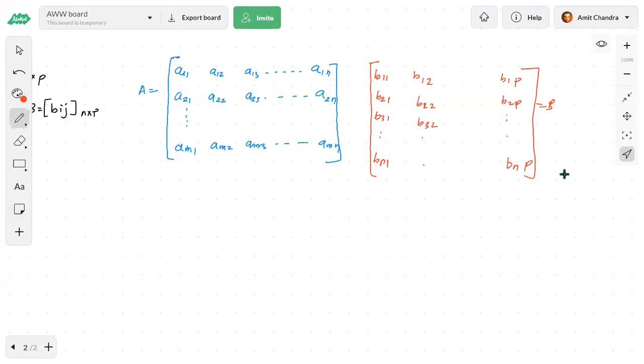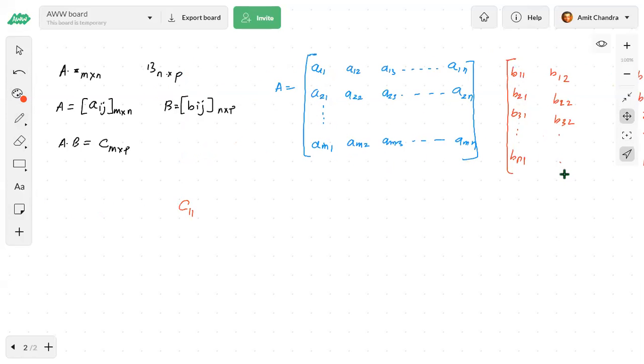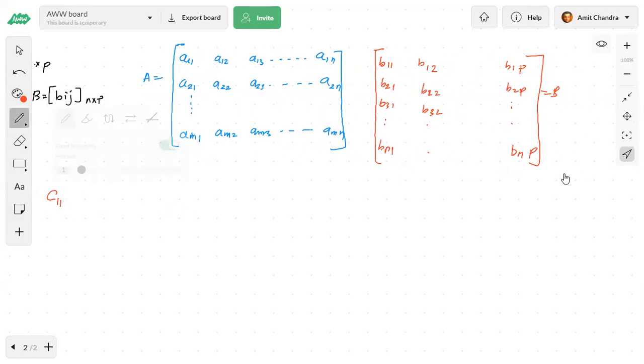So let's see the first element, when I multiply this row with this column, what I will get. That will be C11. So C11 I can write as A11 into B11, right?